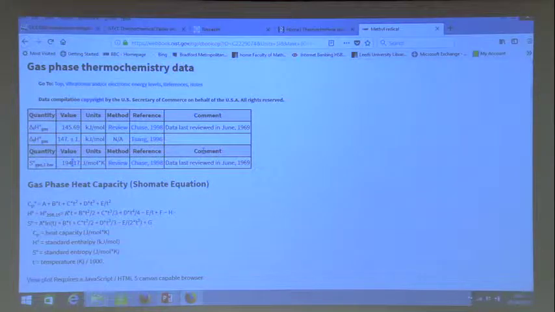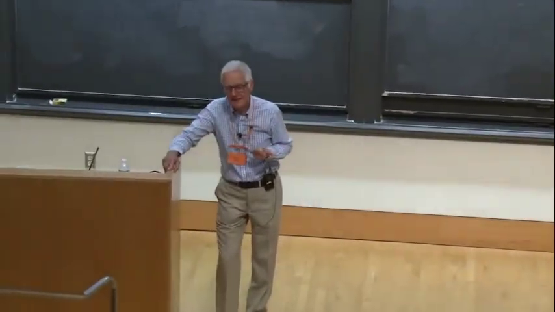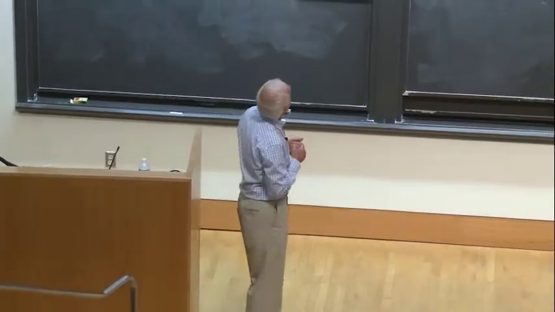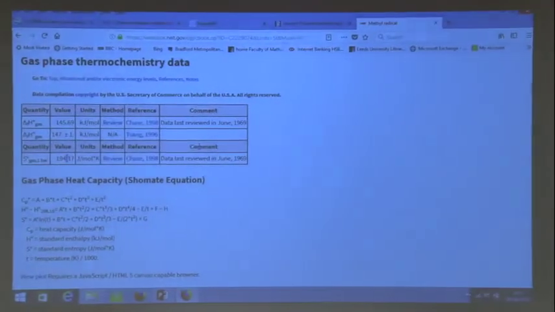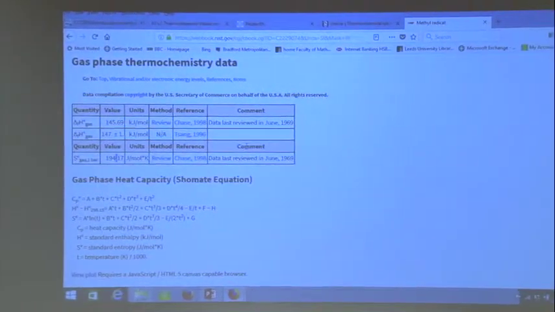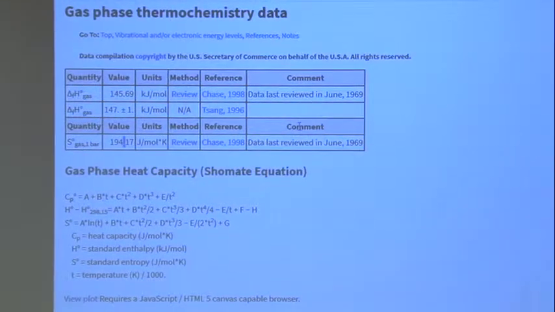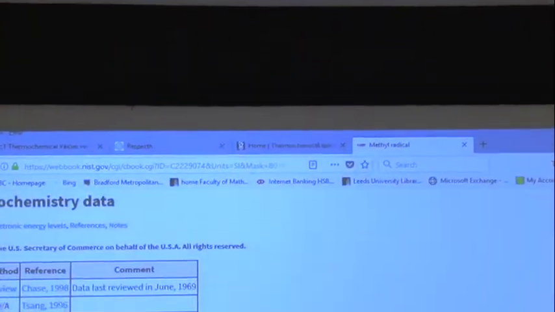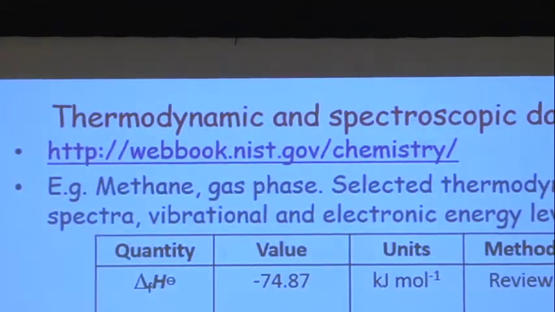The problem with it is that it hasn't been desperately well updated. So you can see from those, 1998, 1996. So that doesn't give you a lot of confidence because things have changed since those days. So that's something of a problem with the NIST site.